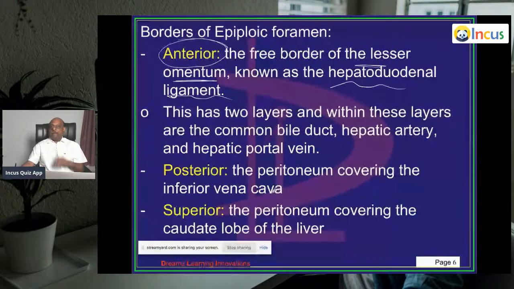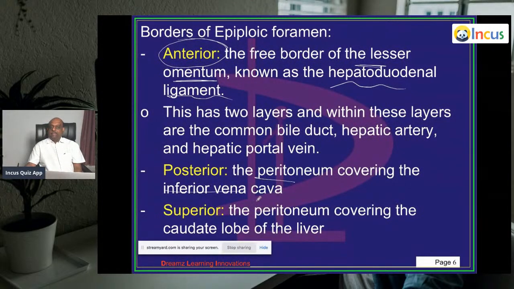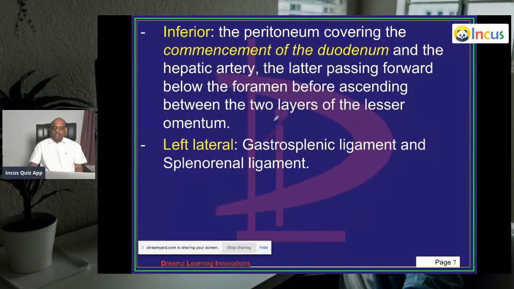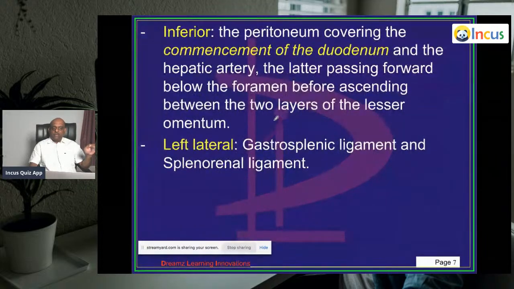You should remember the peritoneum covering the inferior vena cava, because below this foramen of Winslow you have the IVC passing. The peritoneum covering the IVC is posterior to that. The peritoneum covering the caudate lobe of the liver is anterior to that. The two constitute the hepatoduodenal ligament. Inside that, you have the portal triangle. So that hepatoduodenal ligament is the anterior border.